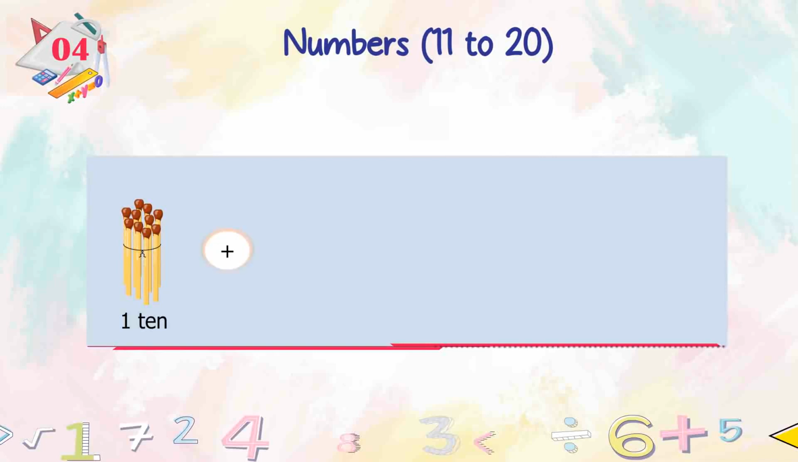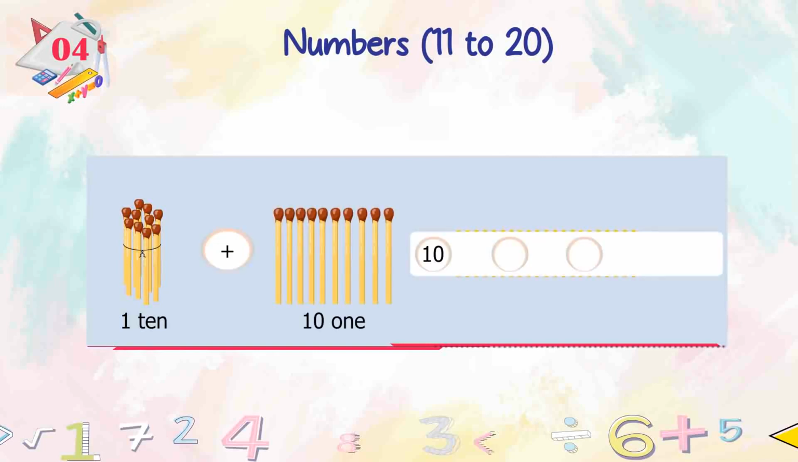1 ten plus 10 ones, 10 plus 10 is equal to 20. T W E N T Y.